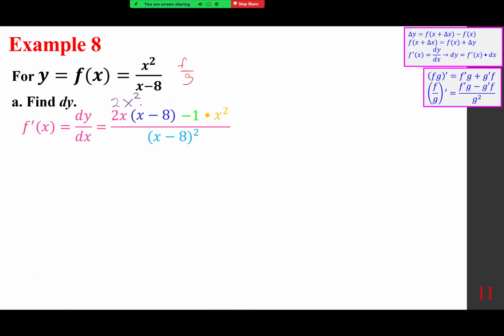Two x squared minus 16x minus x squared. We can combine these two into x squared. So it becomes x squared minus 16x over x minus 8 squared. Although you can factor the x out, x minus 16 is the result, nothing simplifies. So what is dy? Exactly the same thing times dx.